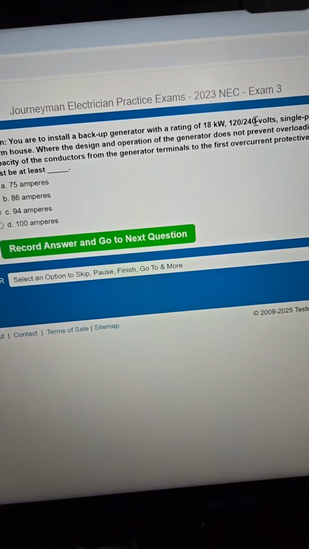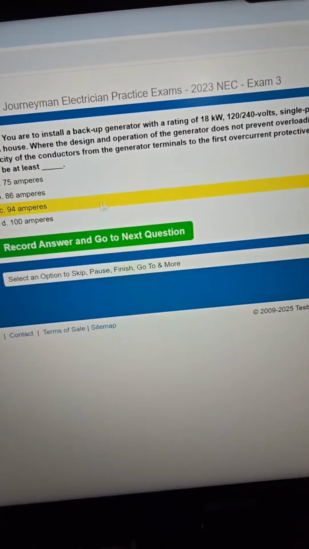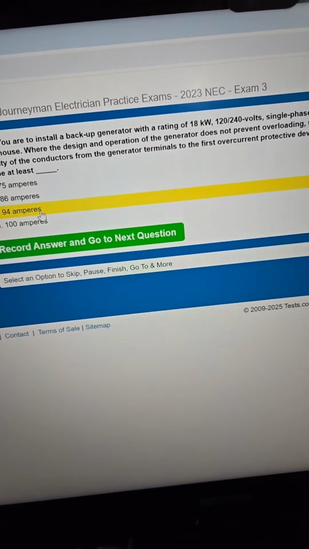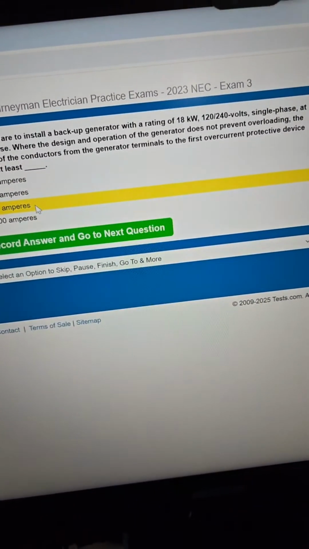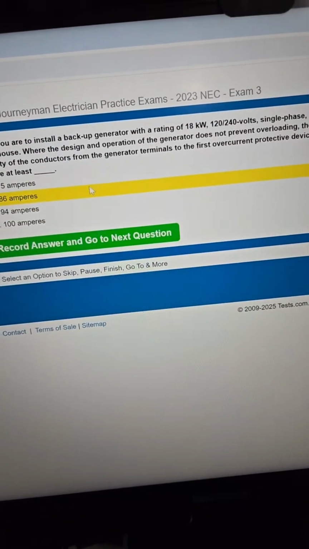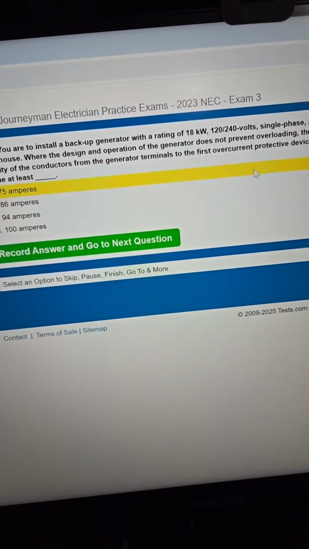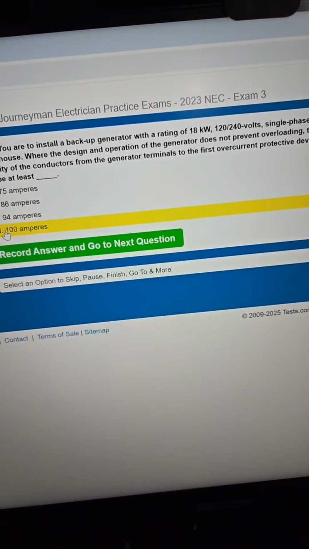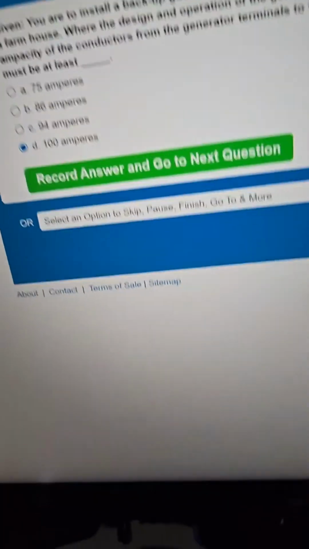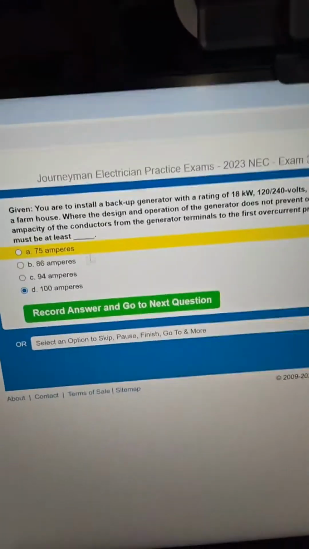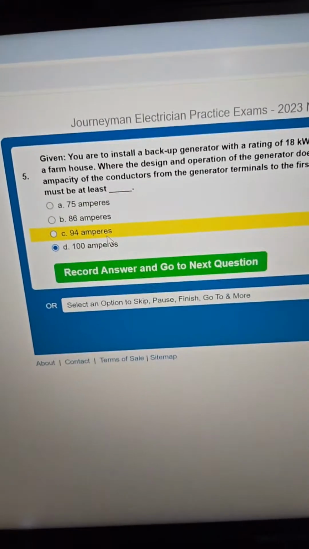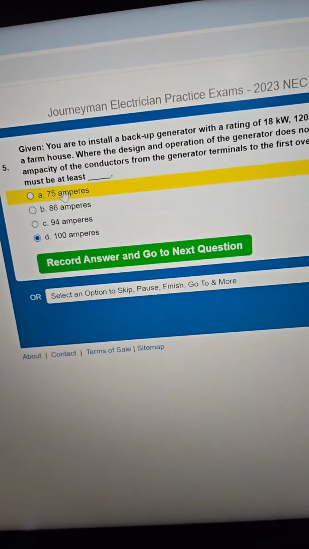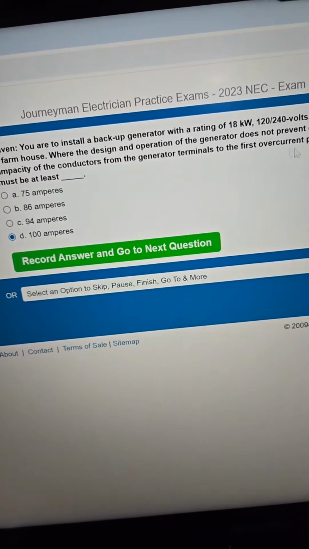Nine. But it's a farm. But it's also a house. It's probably 100, because overcurrent protection devices don't get to 94 amps. They don't get to 86 amps. The ampacity of the conductors from the generator to the first overcurrent device.